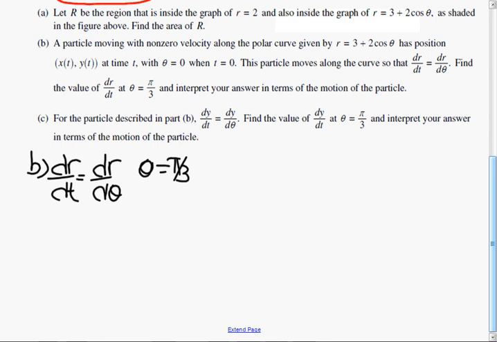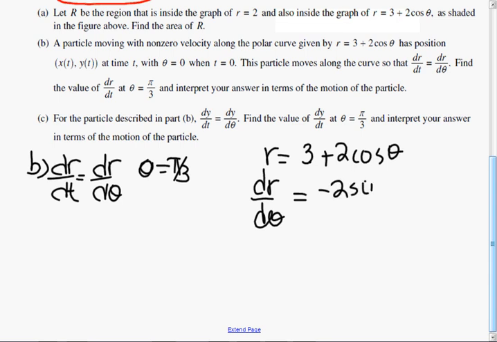Well, what was r equal to? R is equal to 3 plus 2 cosine of theta. What's dr/d theta? Derivative of 3 is what? So it's 2 times the cosine of theta, but the derivative of cosine is negative. So it's negative 2 sine of theta. And we want to do this at pi over 3.